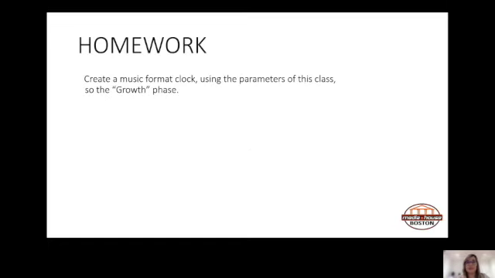So for homework, and this should not be difficult because we've given you 80% of the elements, and we've told you what to include in the other 20% in any case. So create a music format clock for me, so a hot clock, a 3-hour show, okay? Using all the parameters of this class, including the growth phase, but not limited to.